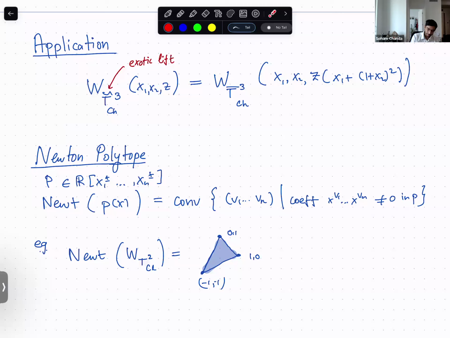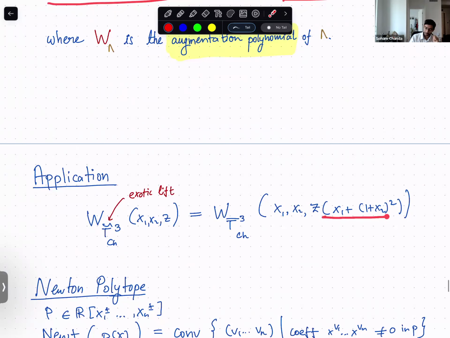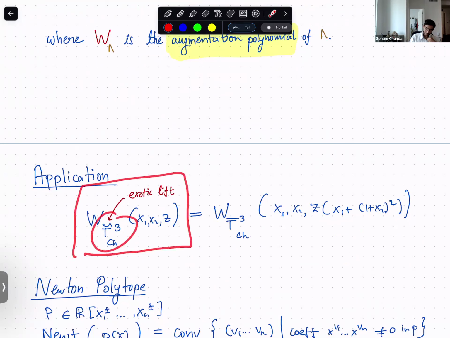apply the theorem directly. This is the exotic lift of the Chekhov torus inside dimension 2. So the exotic lift of T2 Chekhov. And the potential formula tells you that it's related by this. And recall that the augmentation polynomial for the Chekhov torus was exactly this. So this is W lambda 2 Chekhov. So to get the polynomial for the exotic lift, I take the Biran lift and do this change of variables. And now I have to see that these two polynomials are actually different.